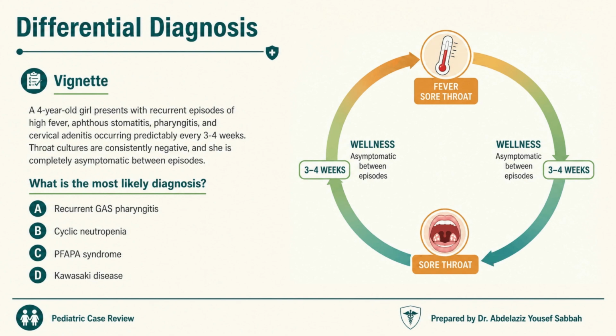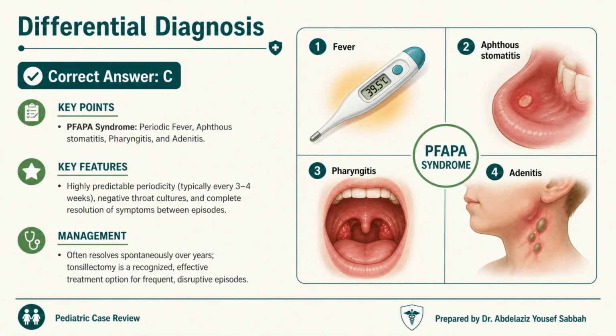A. Recurrent group A streptococcal pharyngitis. B. Cyclic neutropenia. C. Periodic fever, aphthous stomatitis, pharyngitis, and adenitis syndrome. Or D. Kawasaki disease. Pay attention to the periodicity and the specific constellation of symptoms. The correct answer is C. Periodic fever, aphthous stomatitis, pharyngitis, and adenitis syndrome. This stands for PFAPA syndrome.